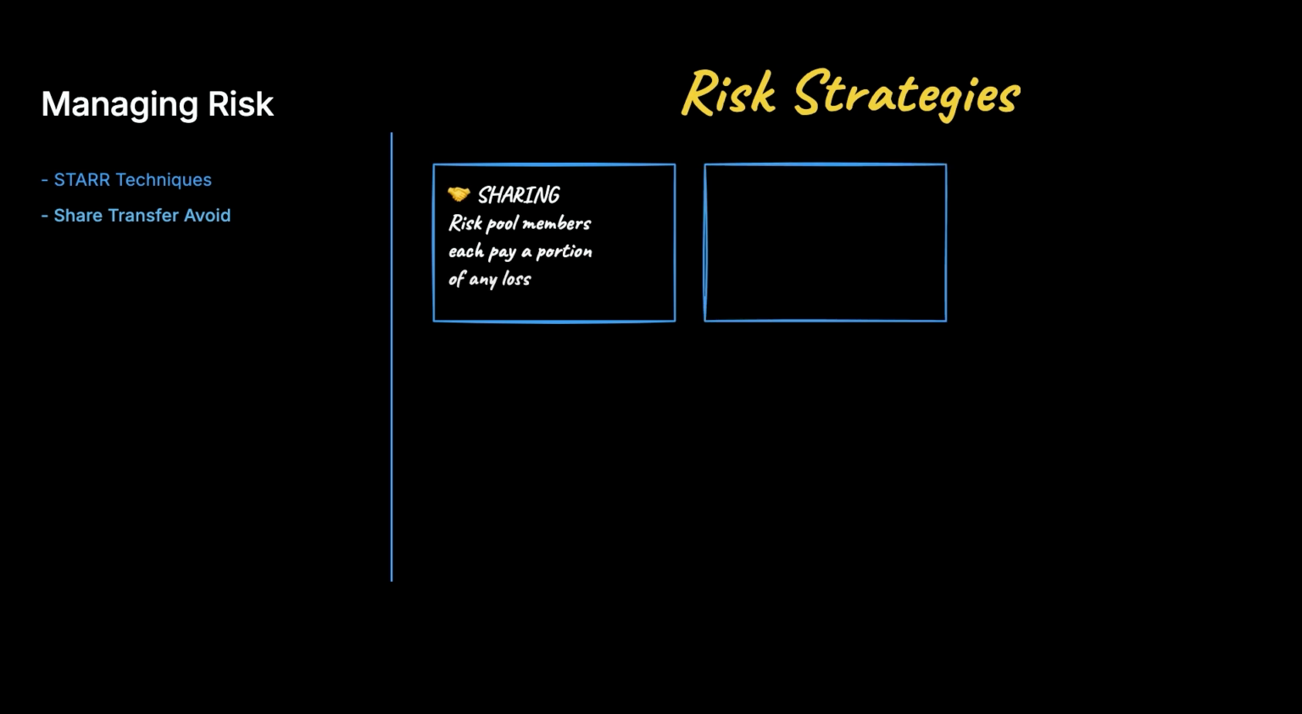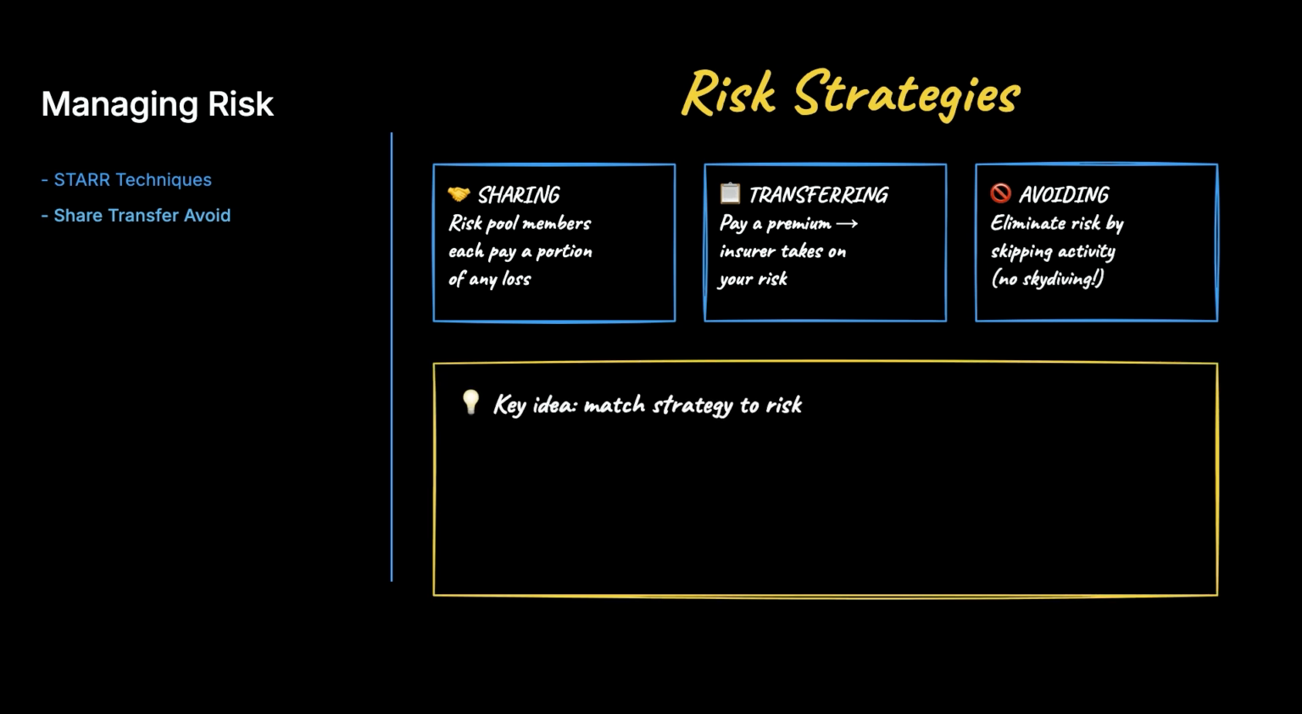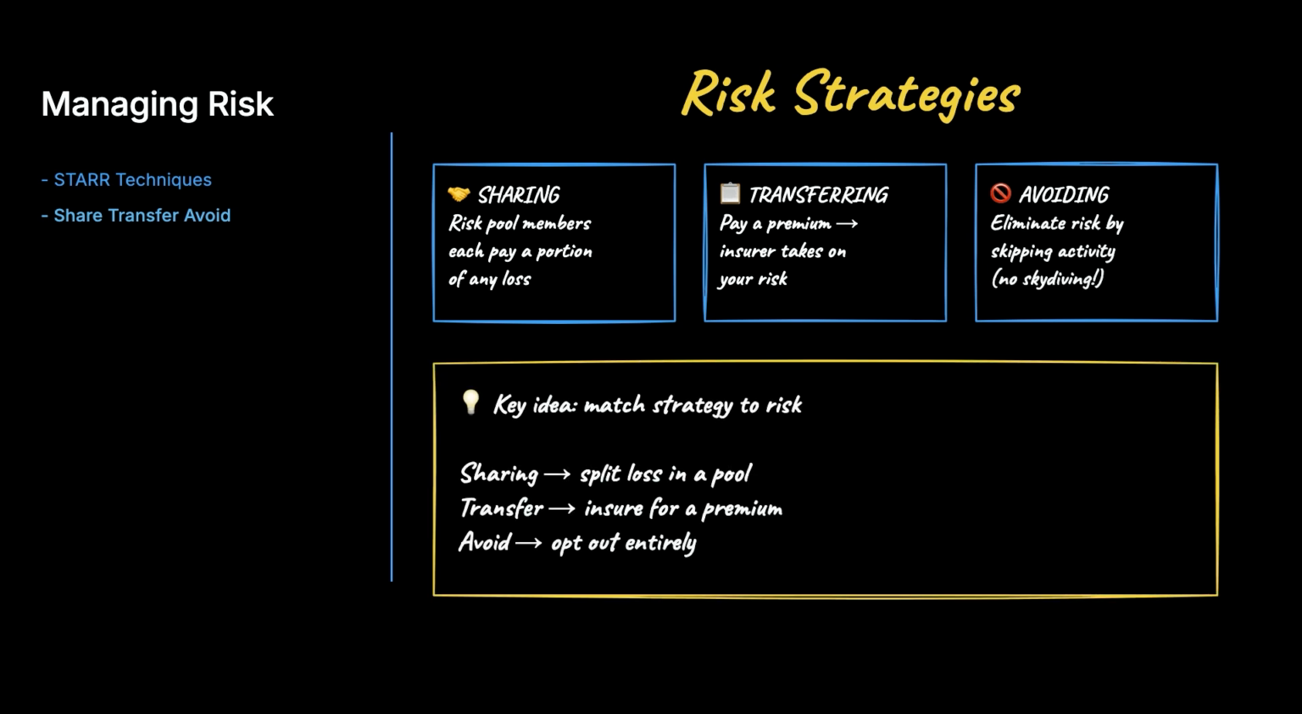Sharing means 2 or more parties each pay a portion of any loss, like members of a risk pool. Transferring means shifting the risk to another party, and insurance is the prime example, since your risk passes to the insurer for a premium.